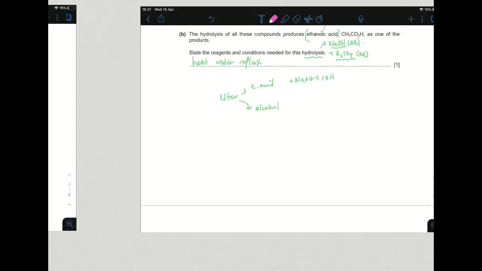So the best answer over here is the condition is heat under reflux, but we need to use the diluted sulfuric acid. So it's diluted sulfuric acid and heat under reflux. So you are going to get this ester changed into carboxylic acid and alcohol. Okay, the next question.